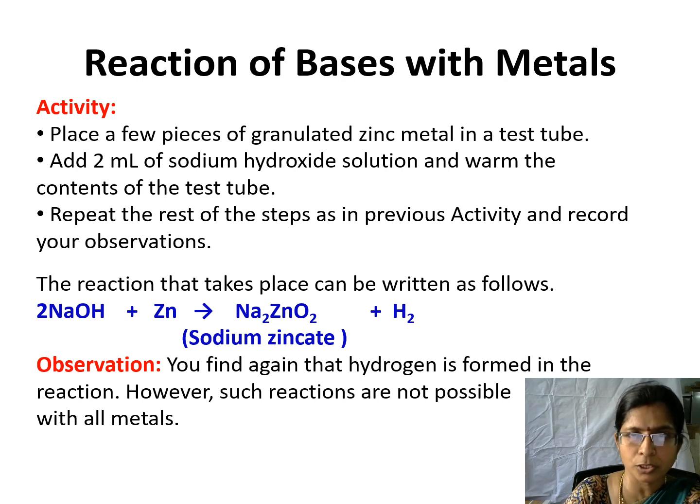Place a few pieces of zinc granules into a test tube. To this you have to add 2 ml of sodium hydroxide, that is NaOH, and warm the contents of the test tube. So here it needs to be warmed or else the reaction doesn't take place, whereas acids are very quick. Now when you repeat the same process as you have done, continuing the heating of the test tube, it releases hydrogen gas.